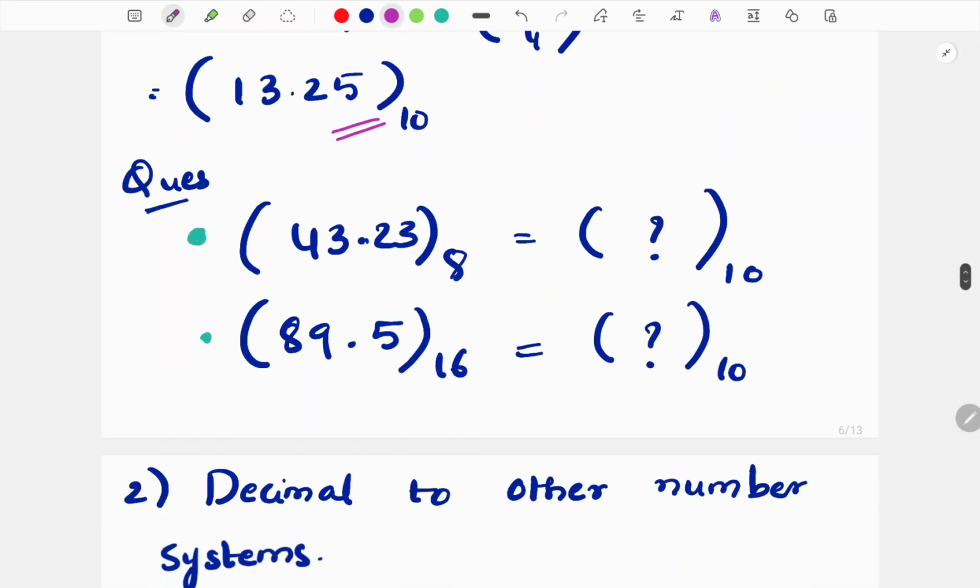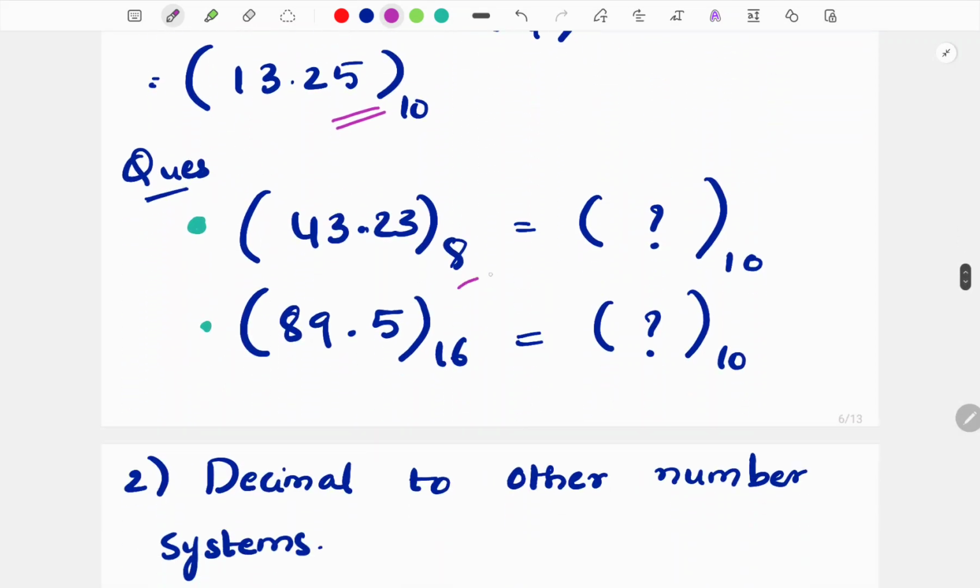Similarly, you can do the octal to decimal conversion and hexadecimal to decimal in a similar fashion, considering the fraction positions as minus 1, minus 2, and multiplying the coefficient with the base 8 to the power of its place.